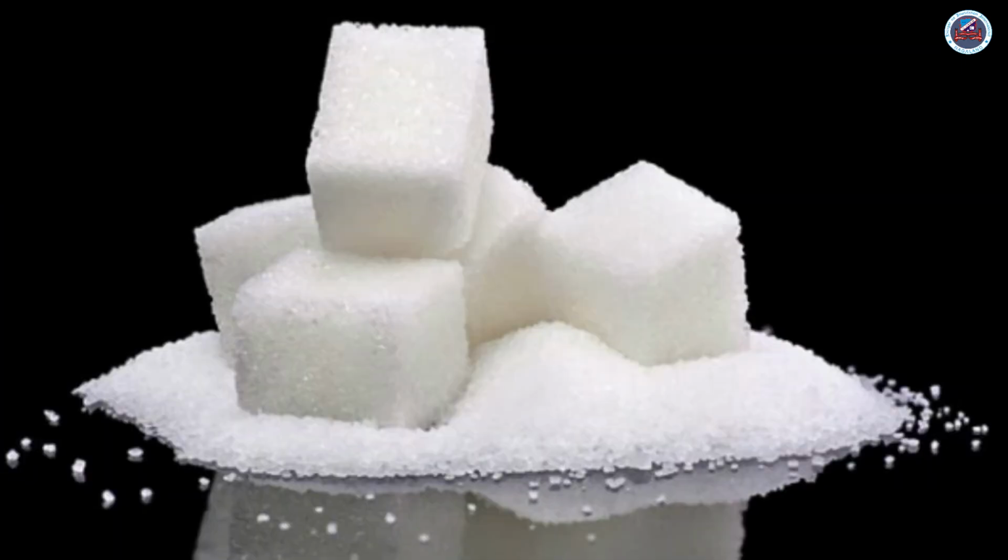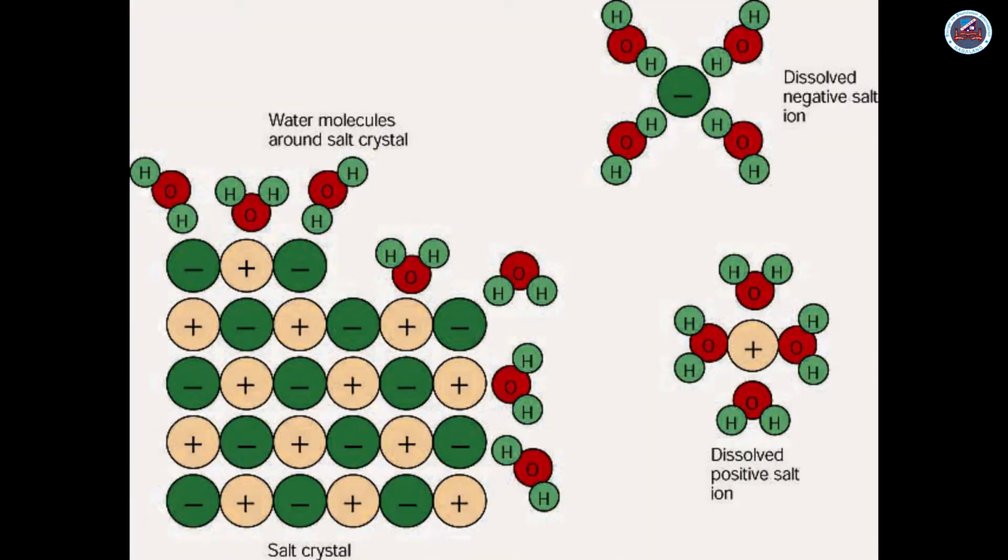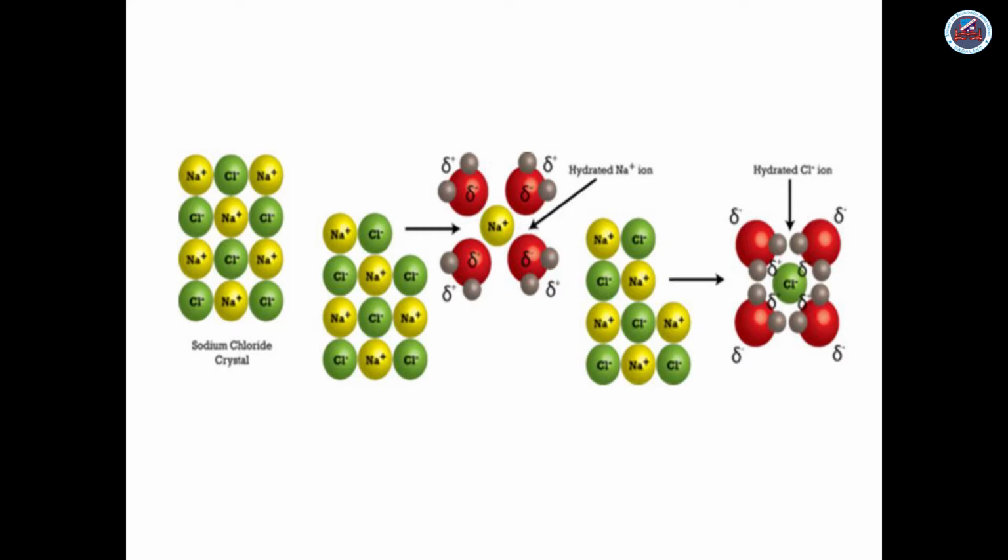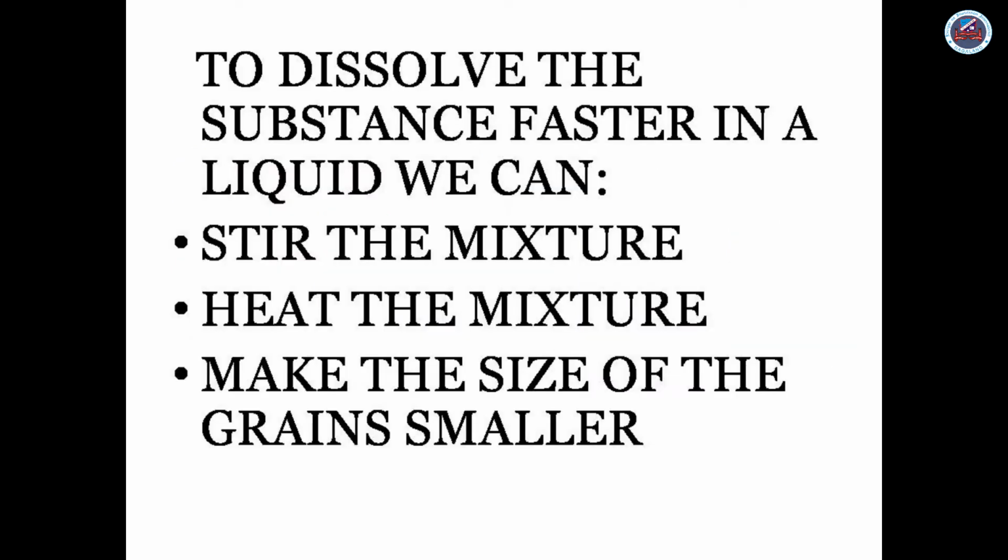This happens because in the sugar with fine grains, the number of particles in the grains is less. More particles are in contact with the liquid, so the particles will dissolve faster than the particles in a coarse sugar. So, to dissolve a substance faster in a liquid, we can stir the mixture, heat the mixture, or make the size of the grains smaller.